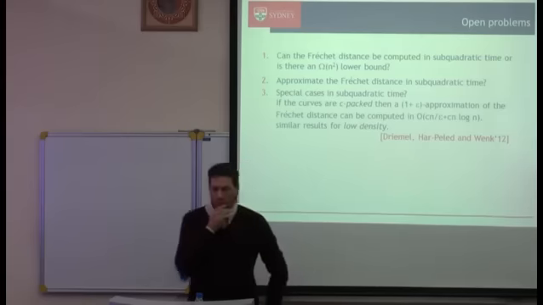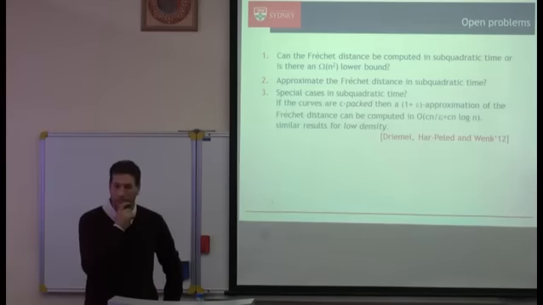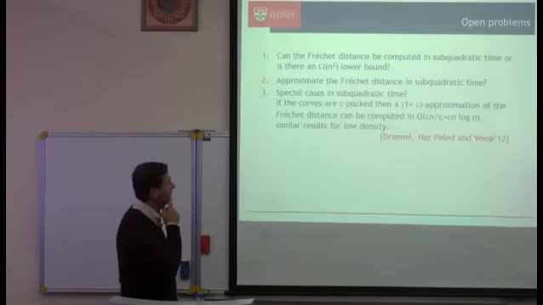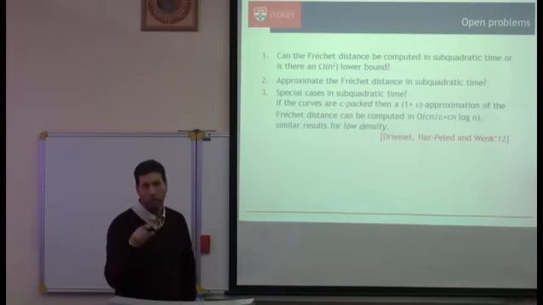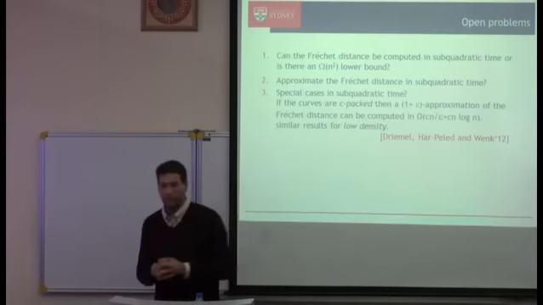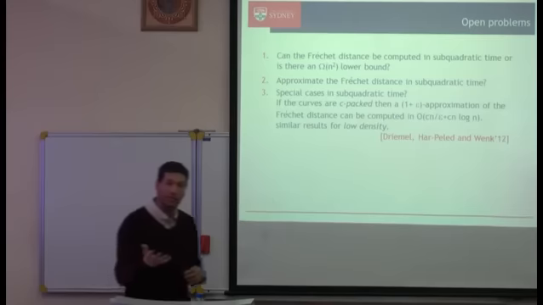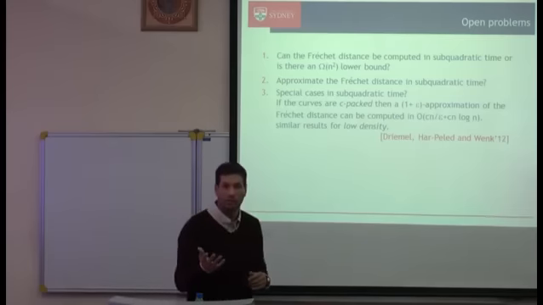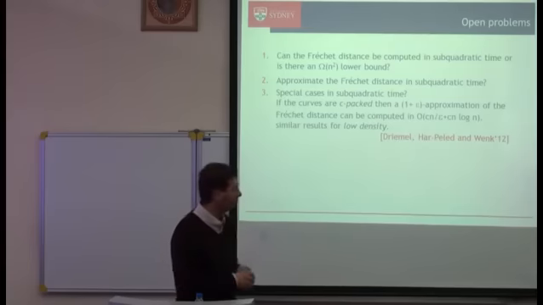So the most important open problem is, can we do it faster than quadratic time? The current best bound is something like order mn log mn divided by log mn. In the original paper from Alt and Godau, they conjectured that the problem is 3SUM-hard, which implies that it's probably not possible to do it faster than quadratic.